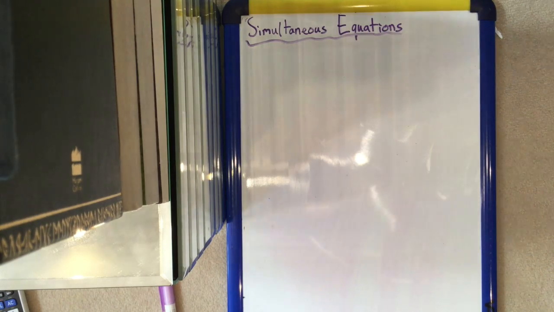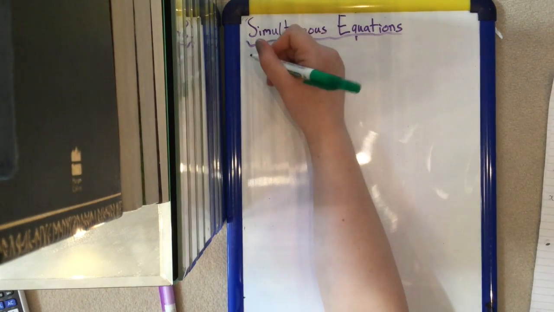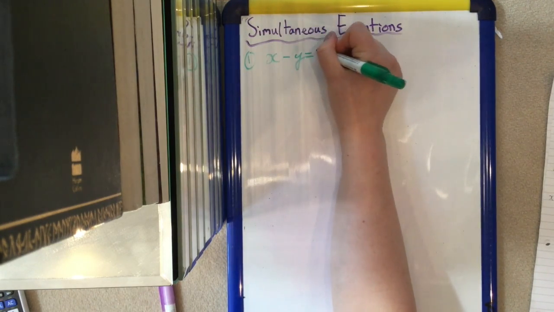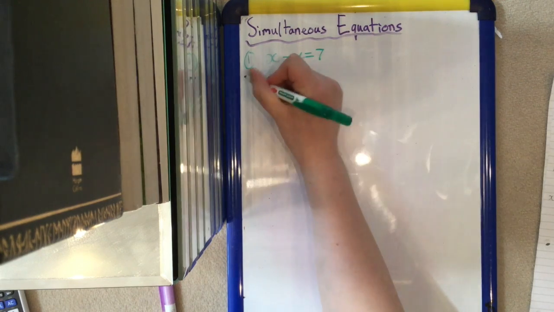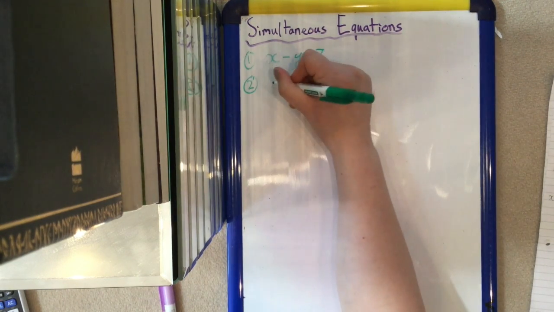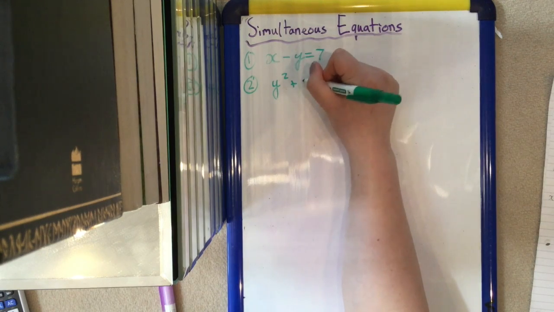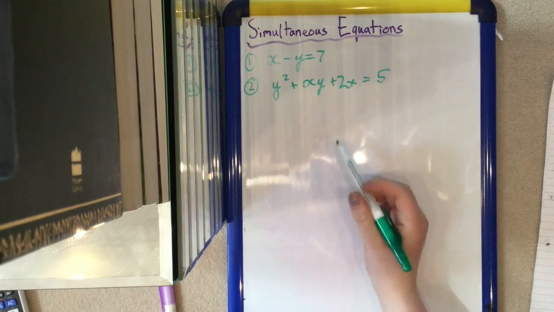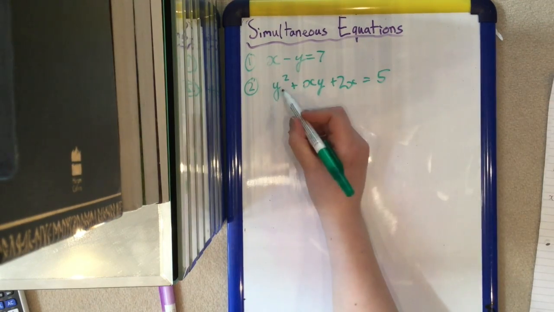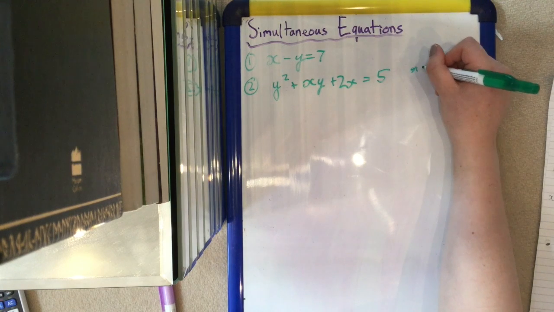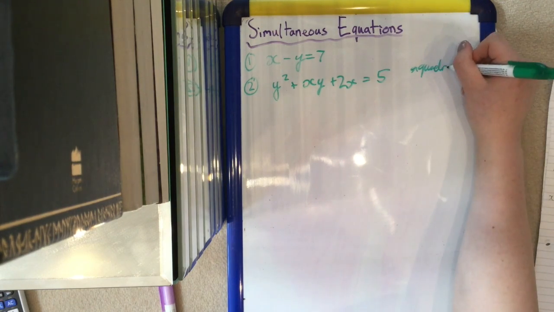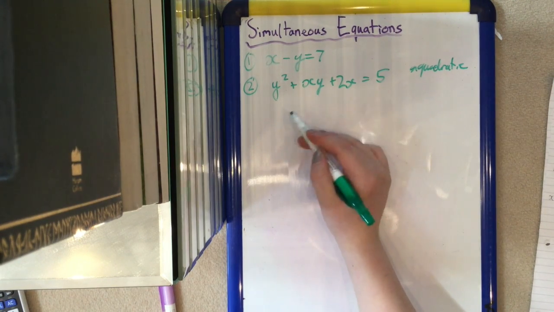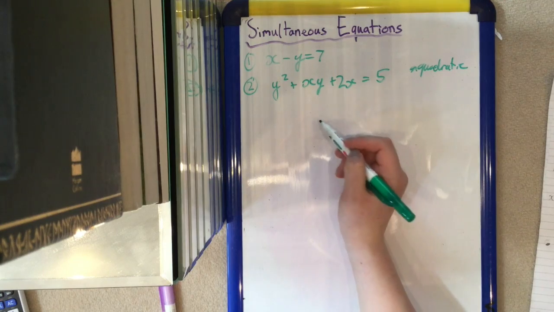But quite often, your examiners will be a bit sneaky and they'll give you a set like this. Equation 1, x minus y equals 7. All looks good, nice linear equation. But your second equation is y squared plus xy plus 2x equals 5. The highest power of this equation is a squared, so this is a quadratic. It may not quite look like the nice form we're used to, but it's a quadratic equation with two variables.